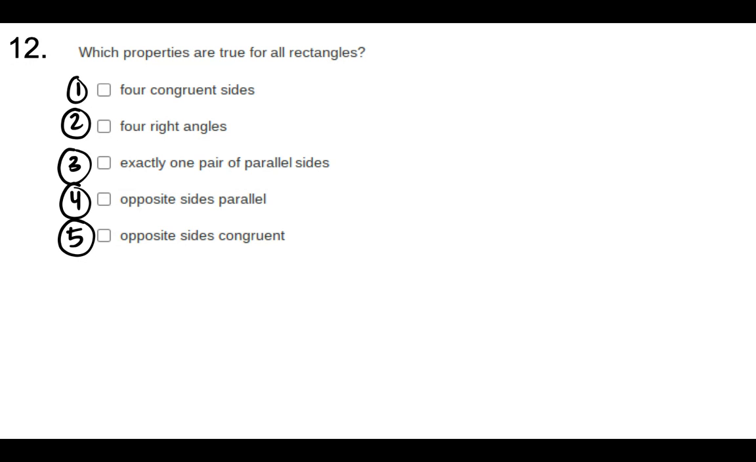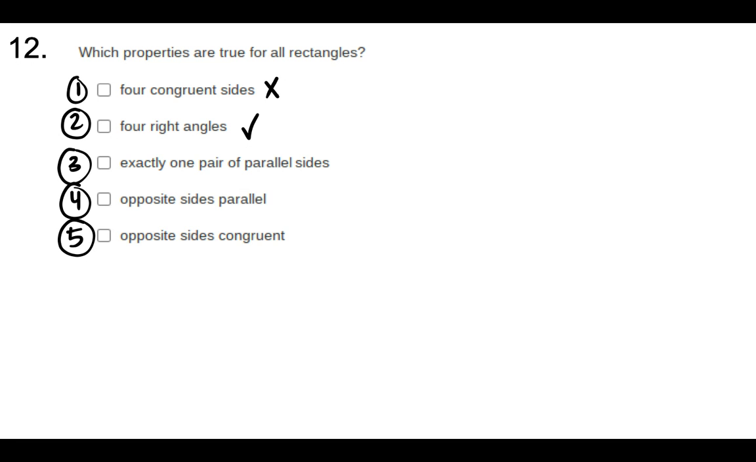First, a rectangle is a parallelogram and a quadrilateral. So let's see, 4 congruent sides. Do they have 4 congruent sides? Well, no. 4 congruent sides would be a rhombus, and it's not a rhombus. So that's a no. 4 right angles. A rectangle does have 4 right angles, so that's good.